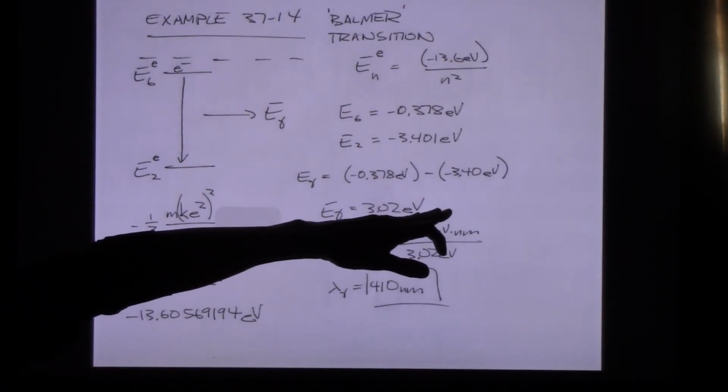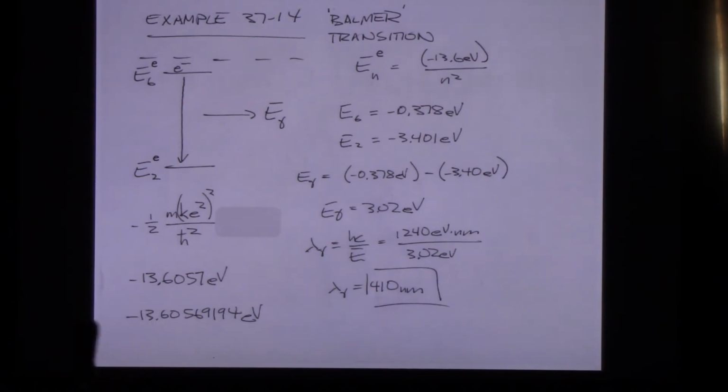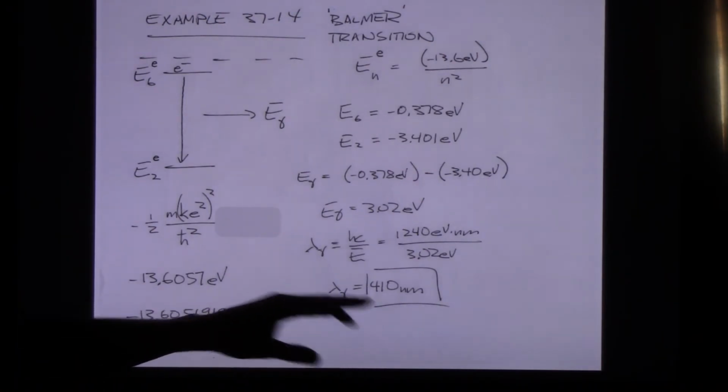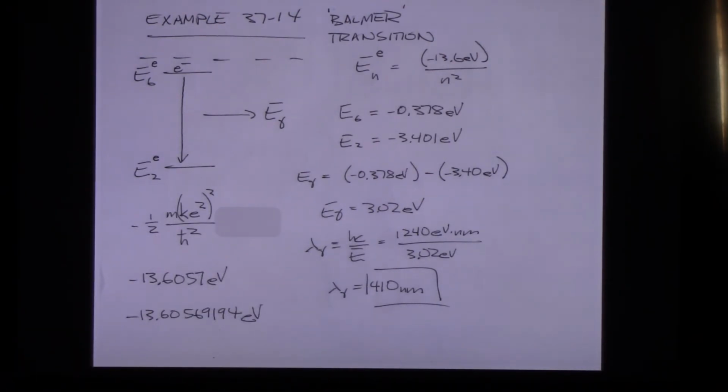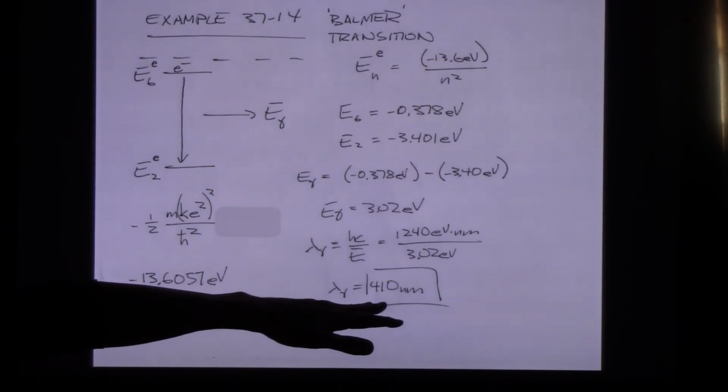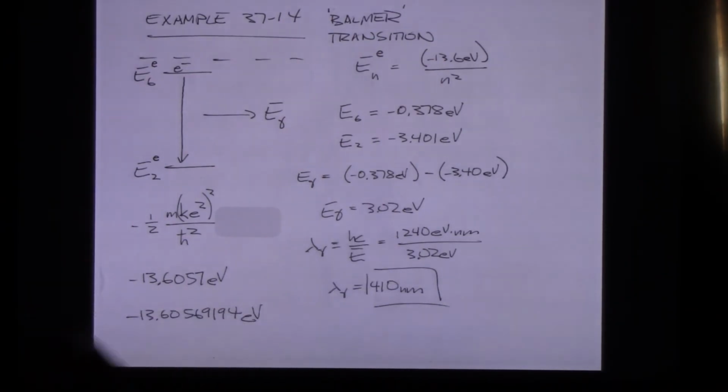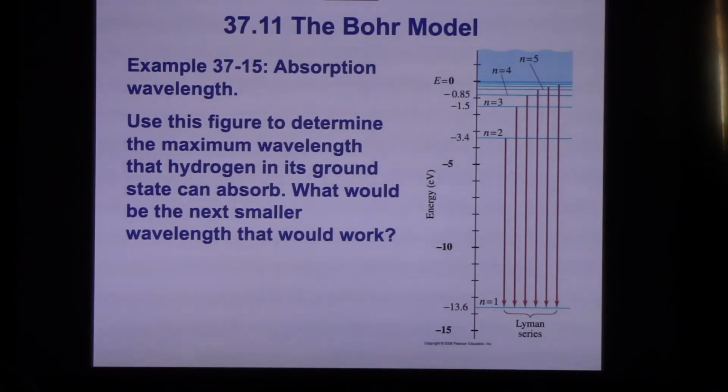Now, those are visible numbers. 3.02 eV, that's within the range. Visible light goes out all the way to 3.1 eV, or in wavelengths, it goes all the way out to 400. So it's way off in the violet end of the spectrum, the blue or violet end. But it's there. We can see that in the spectrum of hydrogen.